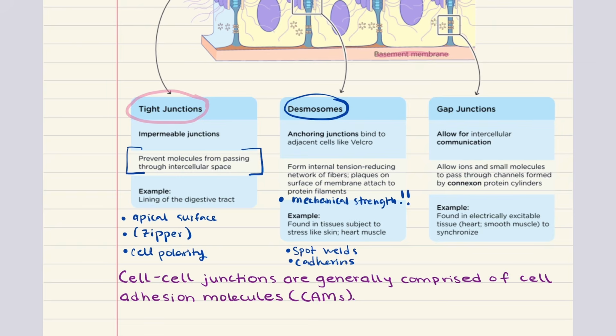Closely related to this are hemidesmosomes. These anchor a cell to the basement membrane using integrins, and inside the cell, they also attach to intermediate filaments. So you can think of desmosomes as cell-to-cell anchors and hemidesmosomes as cell-to-matrix anchors. Both are going to protect tissues from mechanical stress.